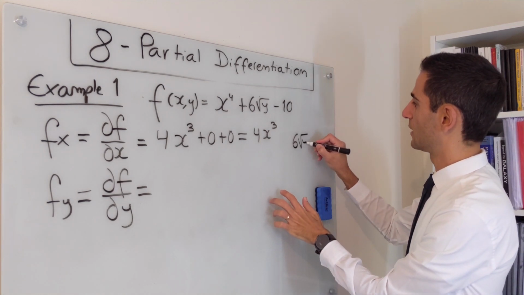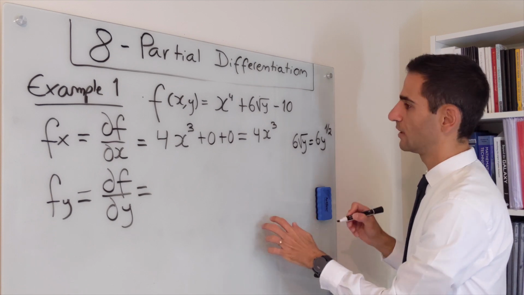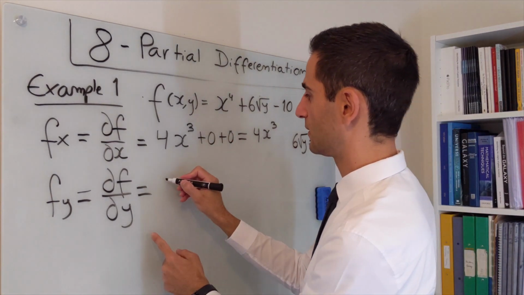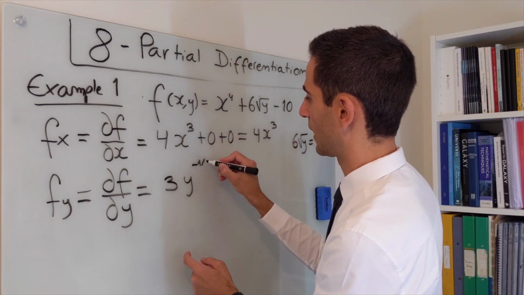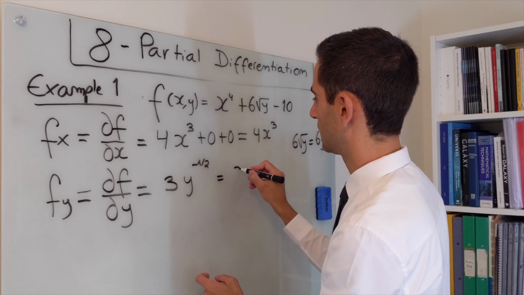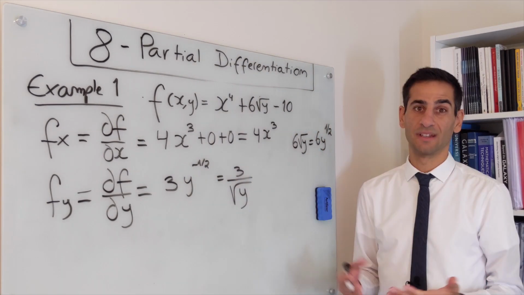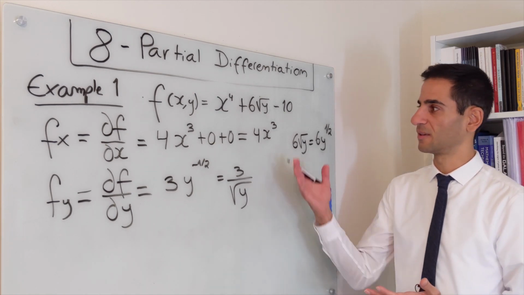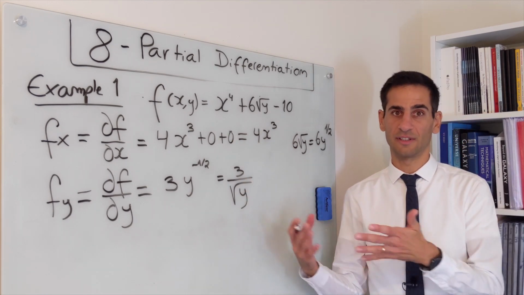6 square root of y is the same as 6y to the power of 1.5. We can use the exponent rule. We drop it, this becomes 3y to the power of minus 1.5. It's the same as 3 over square root of y. And that's it. In this simple example, calculating all the partial derivatives is just about calculating the one with respect to x and y. Let's have a look at the next example.